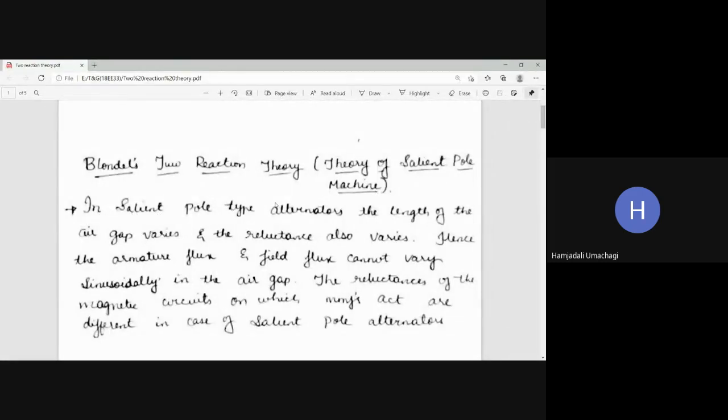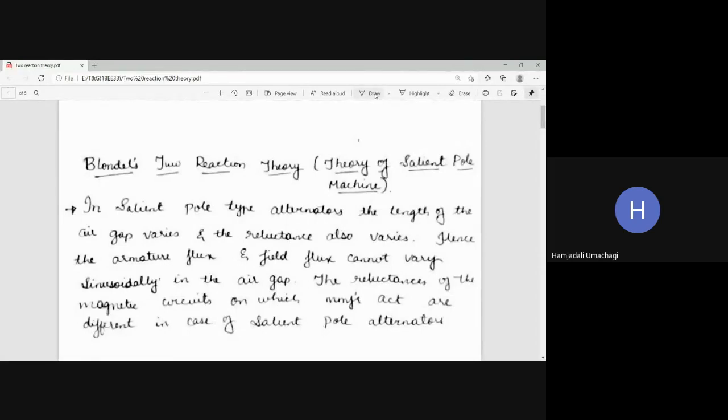In salient pole type alternators, the length of the air gap and the reluctance also vary. Hence, the armature flux and the field flux cannot vary sinusoidally in the air gap. The reluctances of the magnetic circuits on which MMF acts are different in case of salient pole alternators.